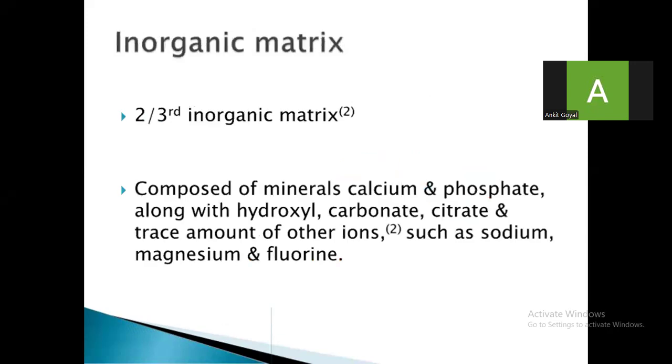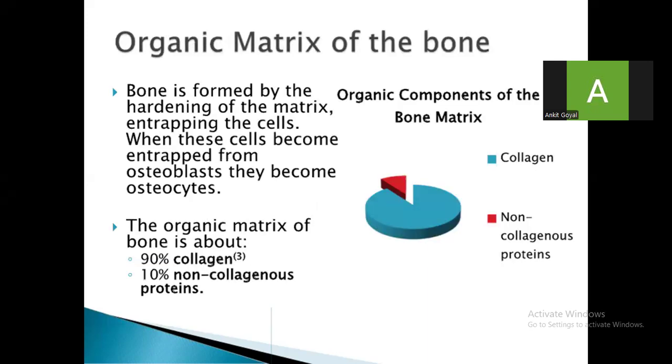Two-thirds of the matrix is inorganic, which is mainly composed of calcium and phosphate minerals, along with hydroxyl, carbonate, citrate, and trace amounts of other ions, such as sodium, magnesium, and fluorine. The organic matrix of the bone. Bone is formed by the hardening of the matrix, entrapping the cells. When these cells become entrapped, the osteoblasts become osteocytes. The organic matrix of bone is about 90% collagen and 10% non-collagenous proteins.